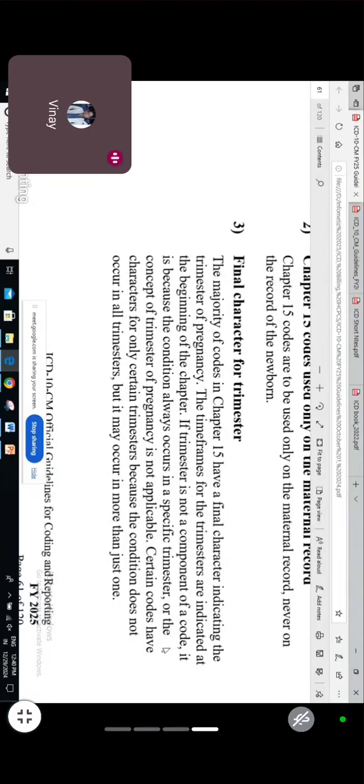0 days till less than 14 weeks is known as the first trimester. 0 to less than 14 weeks. Okay? Less than 14 weeks. If it is exactly 14 weeks, it comes in the second trimester. 14 weeks till less than 28 weeks is known as the second trimester. And 28 weeks till delivery is the third trimester.